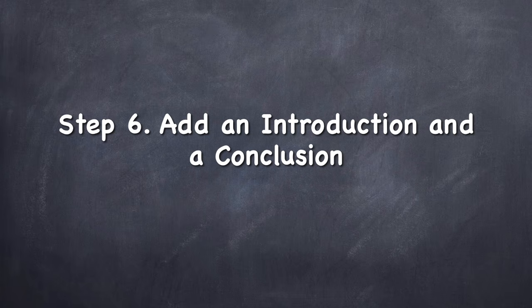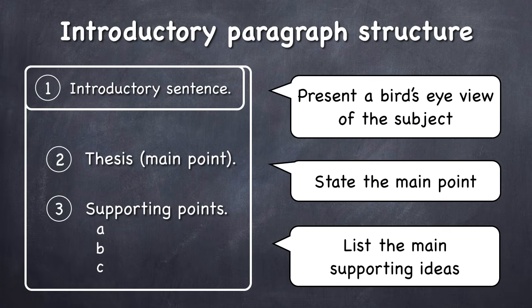Finally, in step 6, we add an introduction and a conclusion. Here's the structure of an introductory paragraph. We begin it with an introductory sentence, then we present the thesis, and then the supporting points. Now, we already have our main point, and we already have our supporting points, so we already have parts 2 and 3. Now, all we need to do is add an introductory sentence.